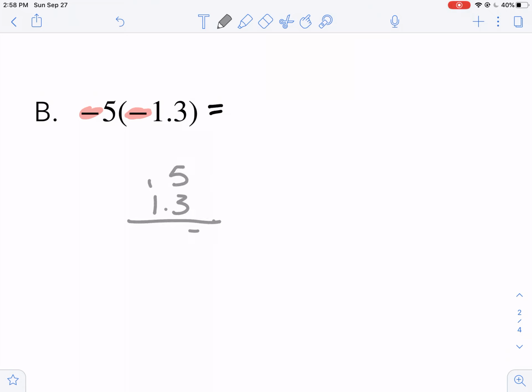5 times 3 is 15, so we'll write the 5, carry the 1. And 3 times 1 is 3, plus 1 is 4.